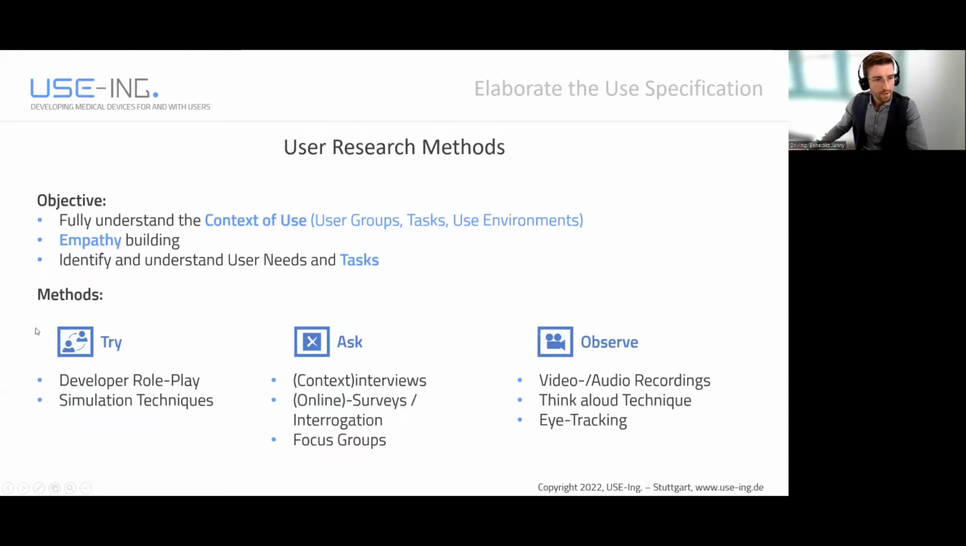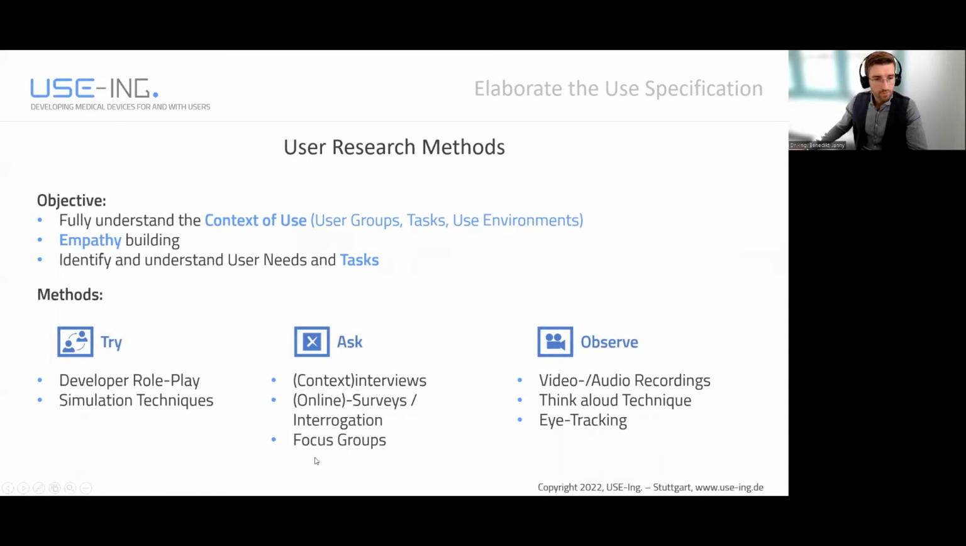But we basically have three categories. Within the user research activities, we can ask questions, and we may observe. We can also try; there's a good technique called developer role play. We can use simulation techniques.